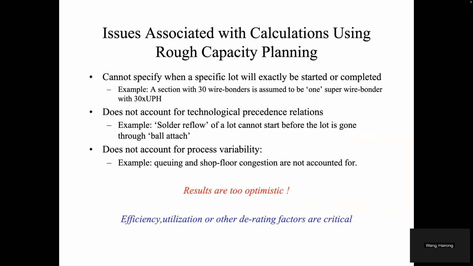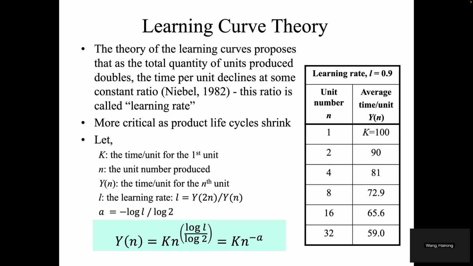And then at the end of the last lecture, we discussed several examples about why efficiency, utilization, or other derating factors are critical and how they affect real cases when we do capacity planning. In addition to that, one thing we also need to consider is the learning rate change if we repeatedly produce some units, some products.